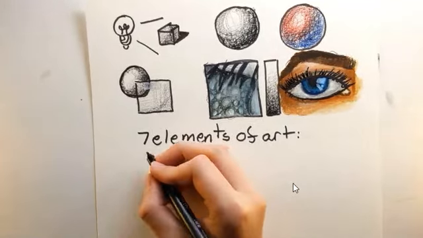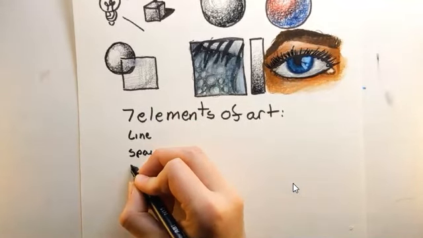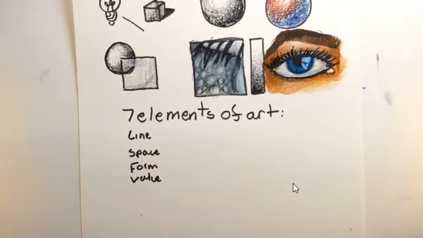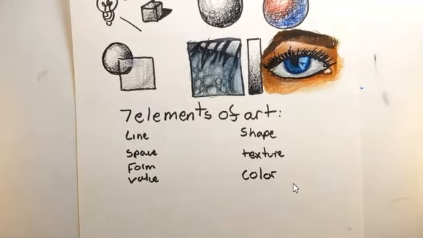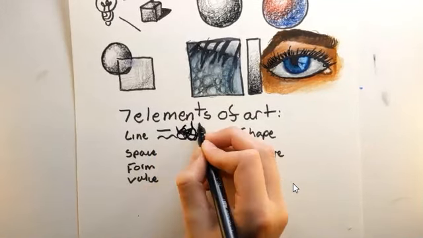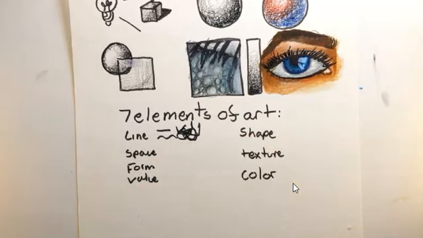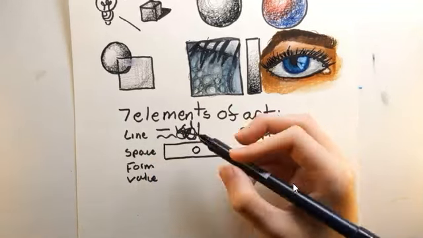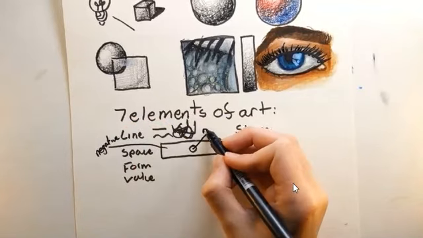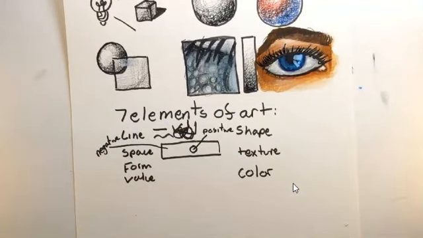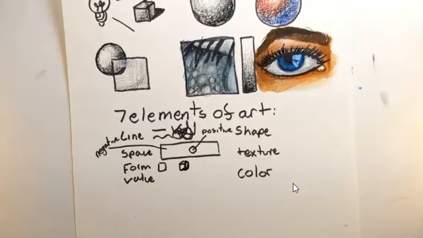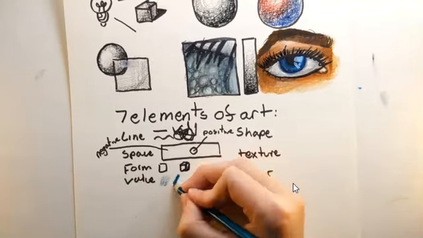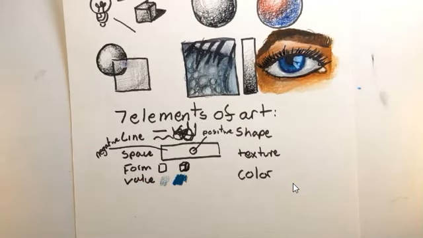The 7 elements of art are line, space, shape, value, form, texture, and color. Line being a point in motion with only one dimension. Space is the area around an object. There's positive space, usually the subject, and negative space, the space around the subject. Form is what makes an object appear three-dimensional. Value refers to how dark or light a color is.